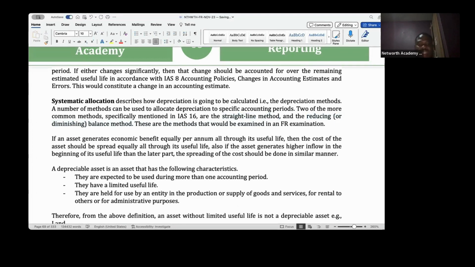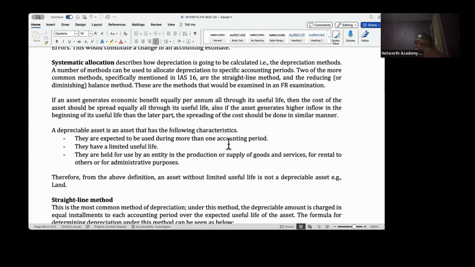So if the asset generates benefits equally per annum, and most likely you are going to use a straight line method because that will give you equal amount of depreciation. But if the asset generates higher inflow at the beginning and lower at the end, then most likely you're going to use a reducing balance method. So those are scenarios where you use them.